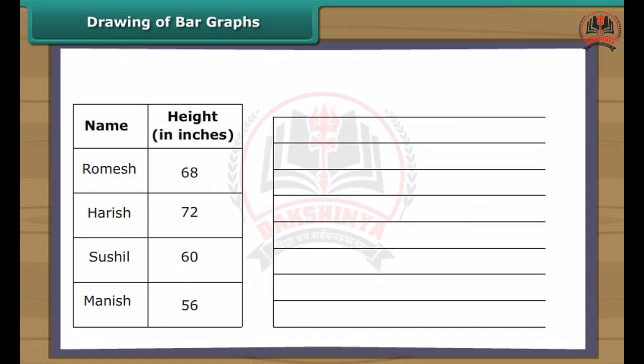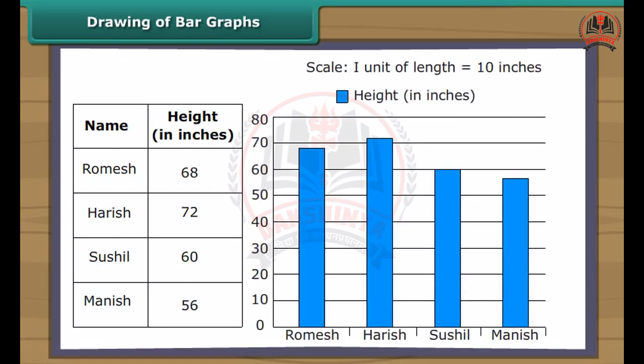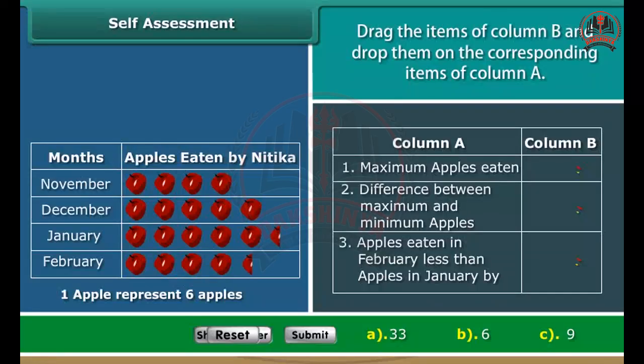Now let us draw vertical bars. The height of the bars is decided by the heights of the boys in inches. The taller the boys, the taller the bars. Self-assessment. Read the information given by the pictograph carefully. Drag the items of column B and drop them on the corresponding items of column A.